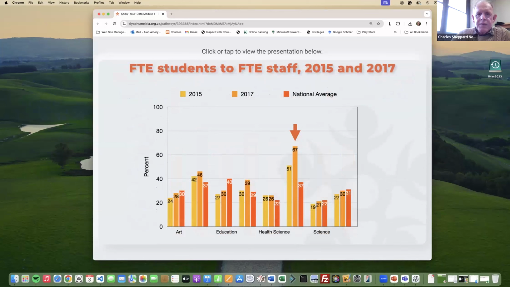And then what was the FTE student to FTE staff ratio in 2015 and 2017, and then the national average in red. Now the yellow is what it was in 2015. I think that some of the faculty names have disappeared, but the law one is where the arrow is. You can see it was 51 in 2015, then it shot up to 67 in 2017, where the national average was 37. It was almost double the national average for contact universities. Thank you. The next one, Alan.